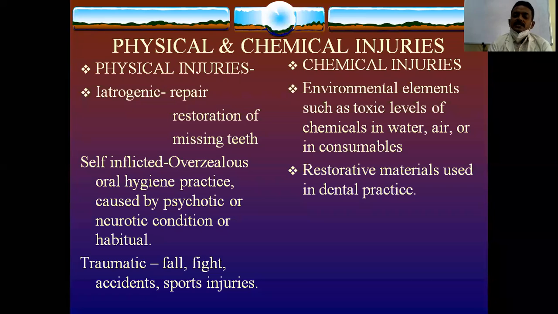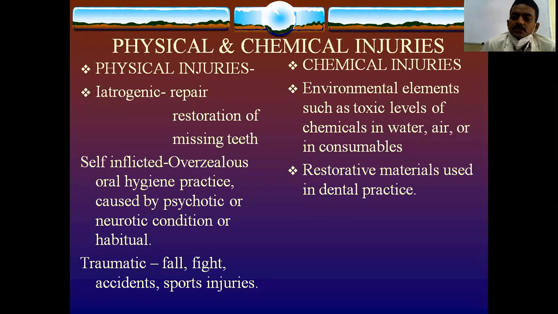Coming to the physical injuries, they may be iatrogenic, meaning that during the repair of the tooth or restoration of the missing tooth, due to caries or periodontal problems or chipping of the enamel, we need to place a restoration. Restoration is placement of a cement or composite material in the tooth structure, and filling the tooth is known as restoration. Complete tooth replacement, such as placing tooth crowns, is also called restoration of the missing tooth.